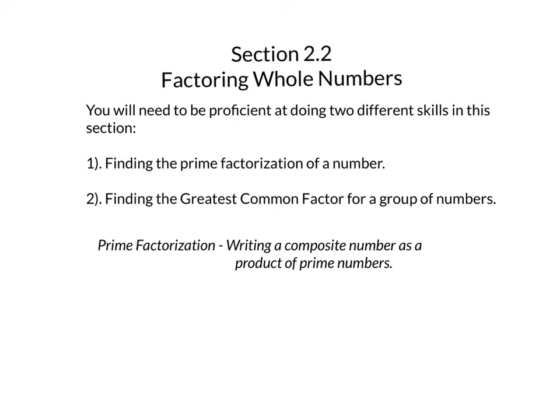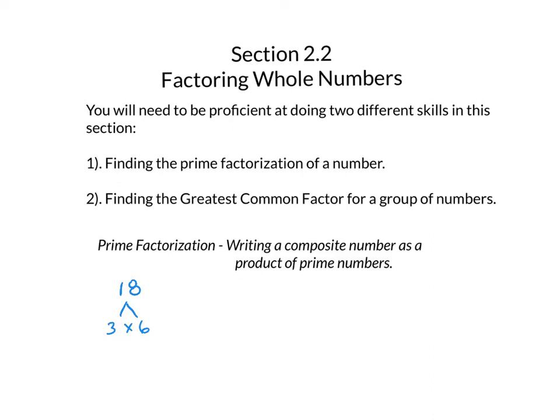Prime factorization means writing a composite number as a product of prime numbers. So let's do an example. Let's say that you had the composite number 18. What are two numbers that you can multiply together to get 18, one of them not being 1? Well, I could multiply 3 times 6. And I'm going to write it down kind of like a factor tree, which maybe you've seen before.